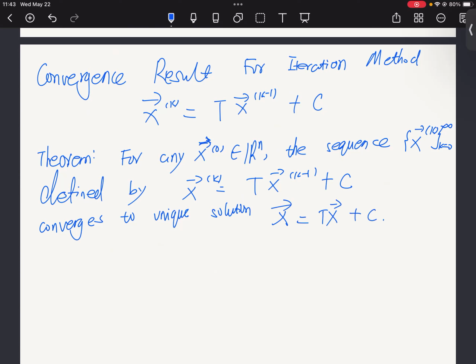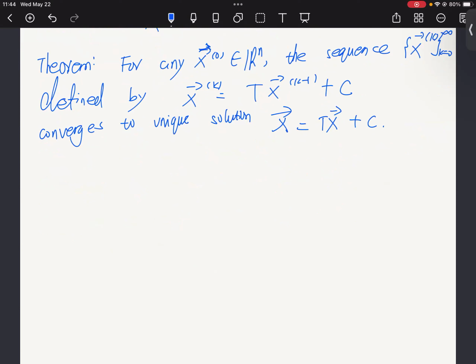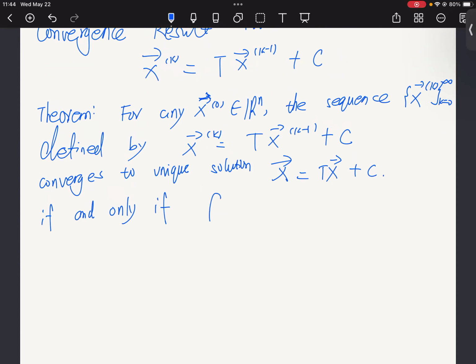and the unique solution is x equals Tx plus c. You will learn this again later, but in one-dimensional space, that is the fixed point method. And this is just the fixed vector here. But here the iteration is convergent if and only if there's one criterion, and it's all about the T matrix.